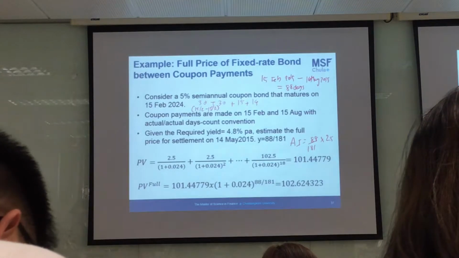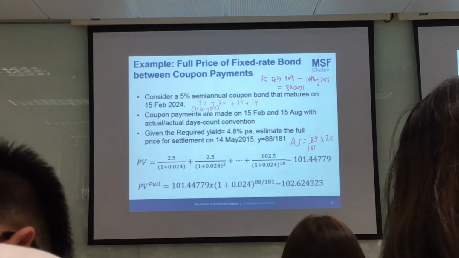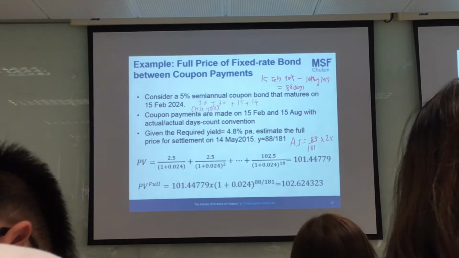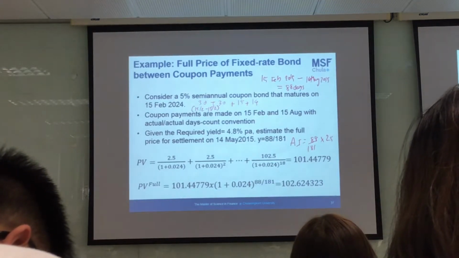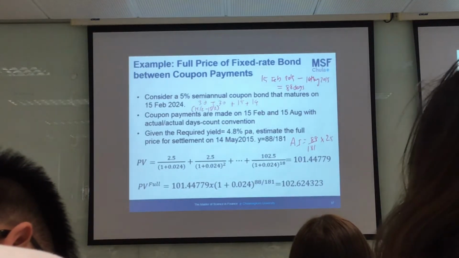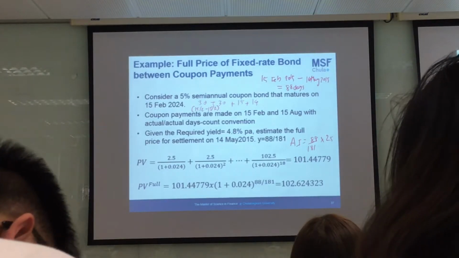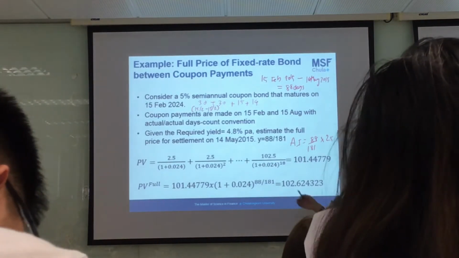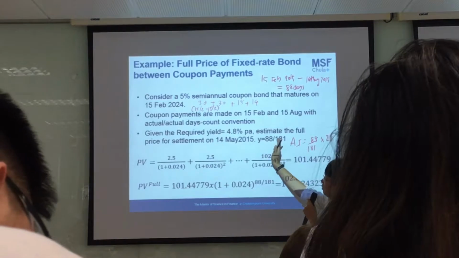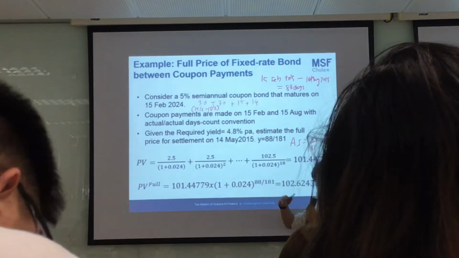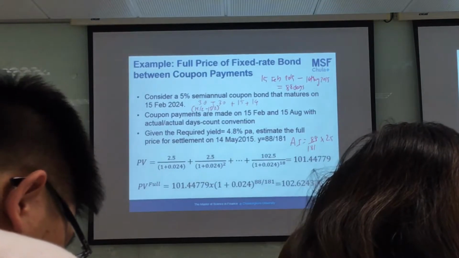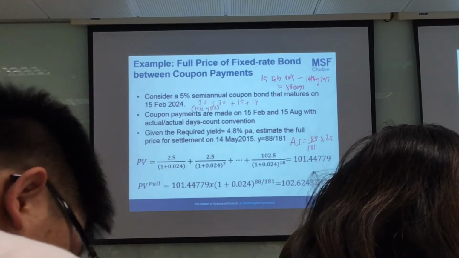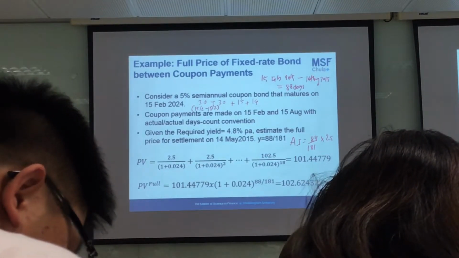So in the exam or in the quiz, because sometimes it's quite complicated to count this day count convention, I will provide the number of days: the number of days in between the coupon payments, and the number of days from the last coupon payment to the settlement day. Okay?